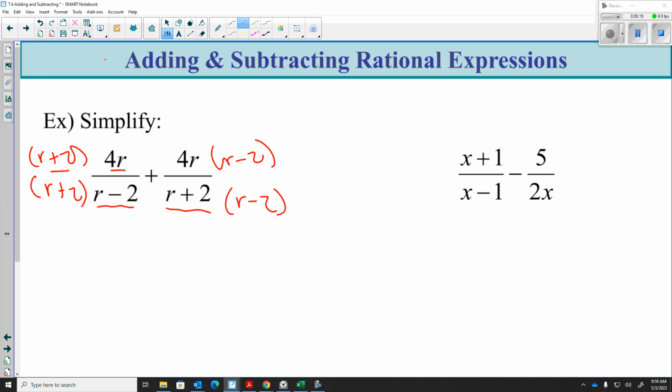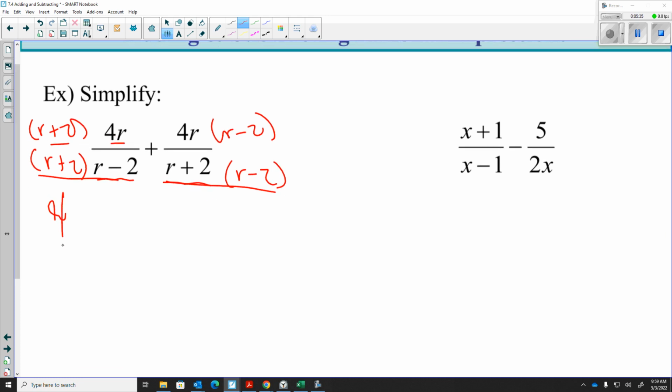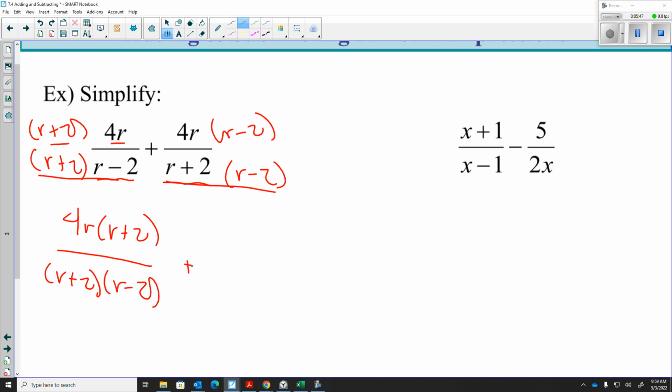So now, does this match this? Yeah, so you don't have to multiply it out. All I care about is that they match. So now, since they match, we're good. But I am going to multiply what's on top. So that's 4r times r plus 2 over this stuff, plus 4r times r minus 2 over that same stuff.